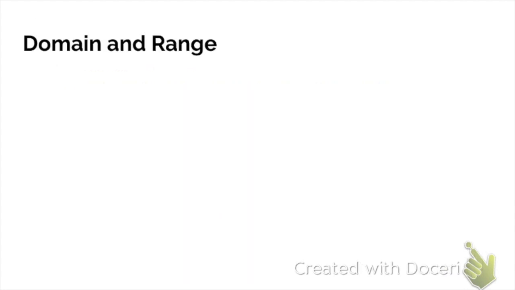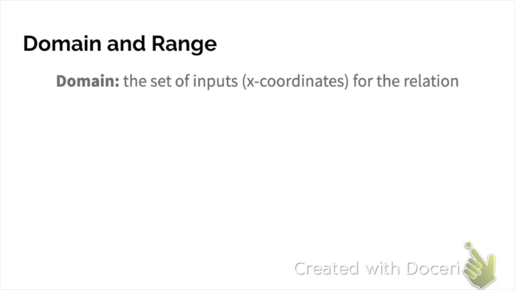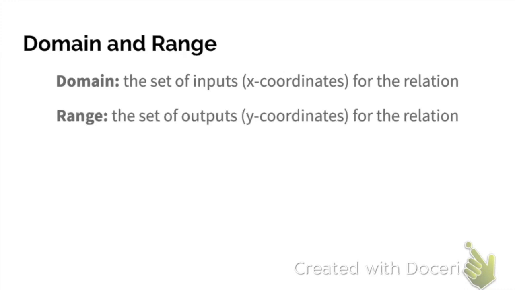The other thing that you've talked about related to functions are domain and range. Domain is the set of inputs or x coordinates for the relation. Range is the set of outputs or all of the y coordinates. As we think about all of these parent functions and all of these different types of graphs that we've looked at, sometimes I can't put a certain x value in. For square root functions, we don't take the square root of negatives when we're talking about the real number system. So that limits the domain.